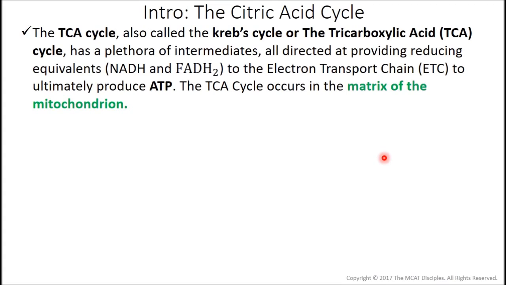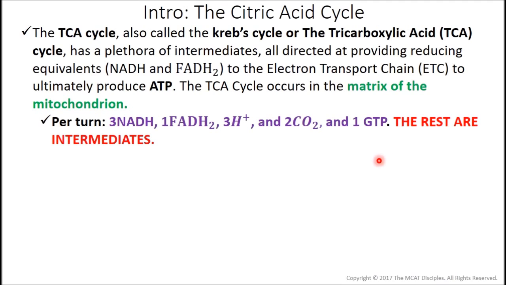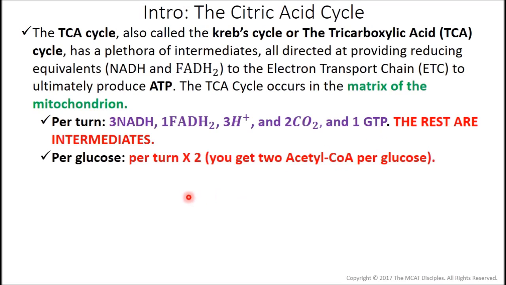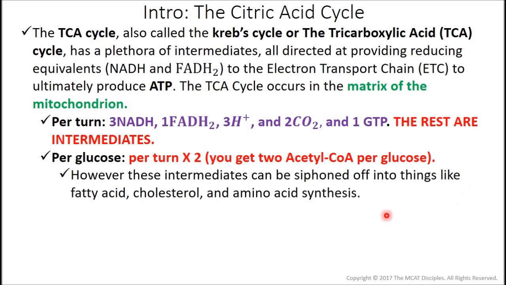The TCA cycle occurs in the matrix of the mitochondrion. Per turn, you get 3 NADH, 1 FADH2, 3 protons, 2 CO2, and 1 GTP. The rest are intermediates. Some people call this an ATP because they're in equilibrium with one another. Per glucose, you get two times that, right? Because per glucose, you get 2 pyruvates for every glycolysis reaction you run, or 2 acetyl-CoAs, whichever way you want to look at it.